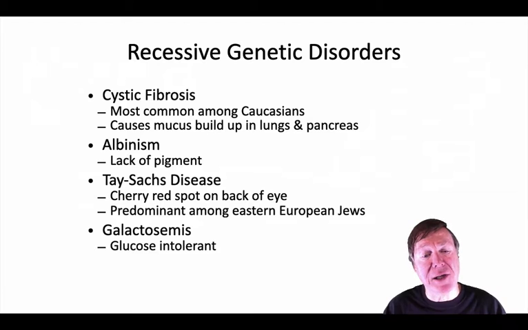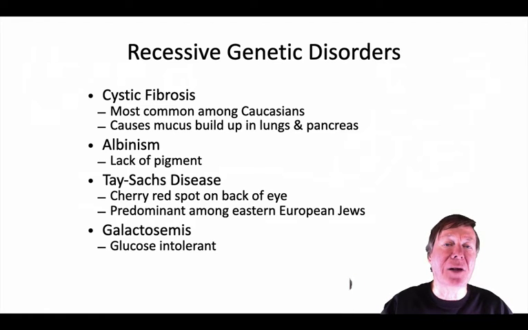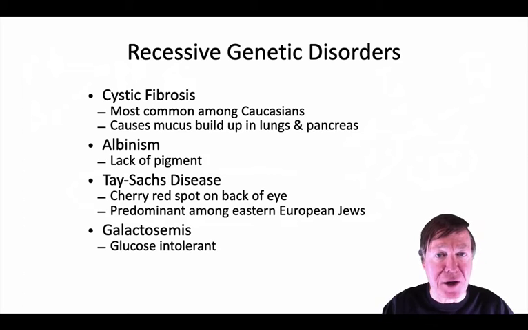And then galactosemia means that you're glucose intolerant. Again, recessive disorder. You have to get the gene from both parents in order to get it, because the dominant trait is normal. All right?